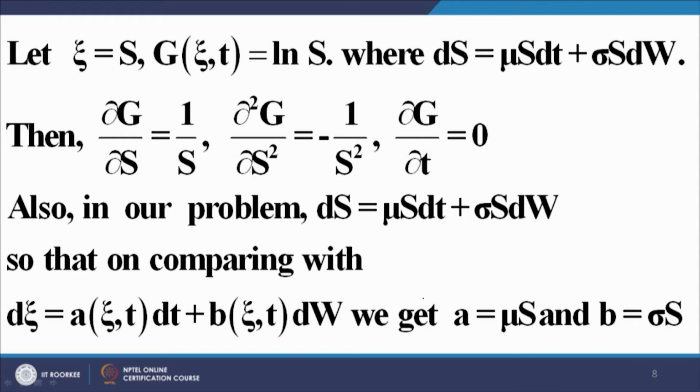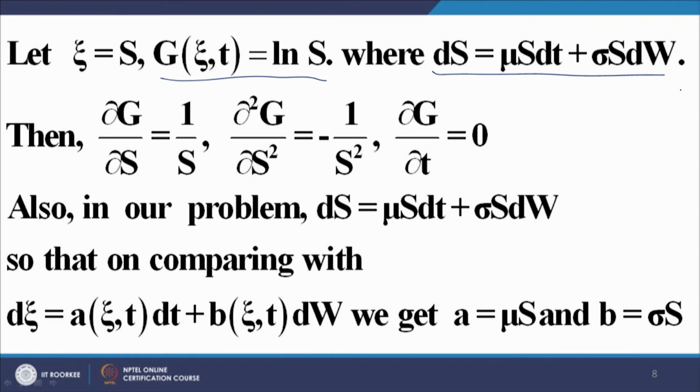For that purpose, we let xi equal to S, and we define the function g(xi, t) as log of S, where S is the stock price. Please note this, S is the abbreviation for the stock price. g(xi, t) is equal to log S, where dS is equal to mu S dt plus sigma S dW. This is the stochastic differential equation for our stock price as we have worked out a few minutes earlier.